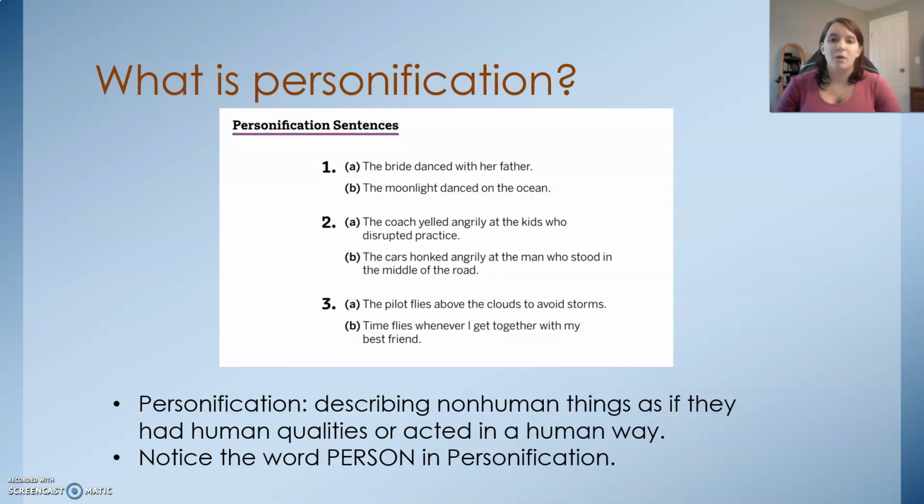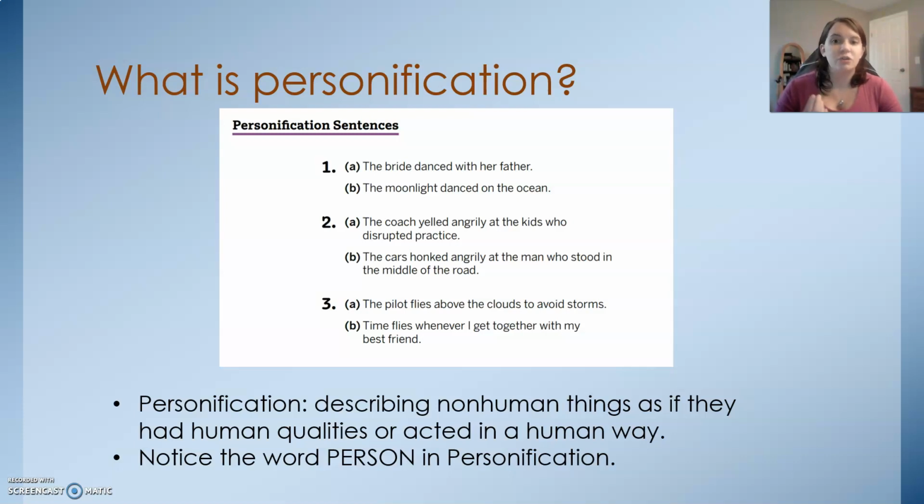If we look at number 1 on this page, it says the bride danced with her father. Well, we know that a bride and a father are human, so the fact that they're dancing, that's just a normal occurrence. However, if we look at B, it says the moonlight danced on the ocean. Well, we know moonlight doesn't actually dance, it just kind of shines down, but they gave it a human-like quality. So the human-like quality for moonlight would be dancing. So that is an example of personification.